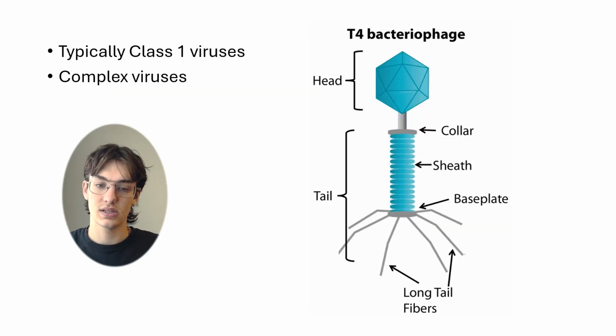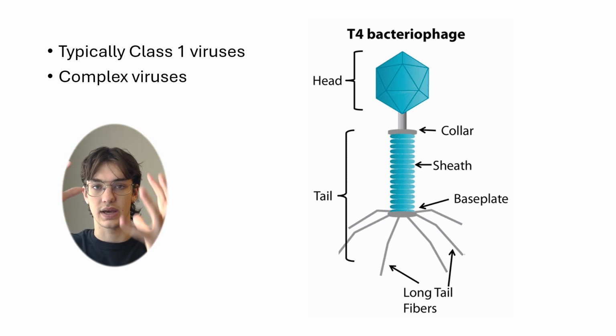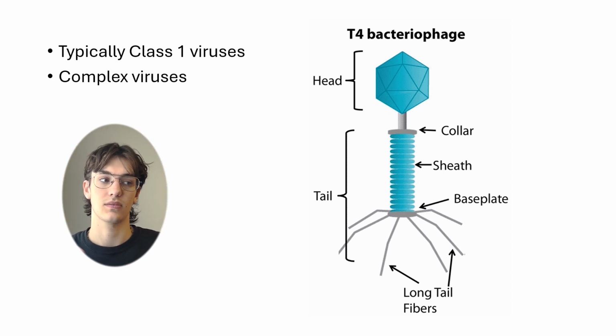viruses. This is the T4 bacteriophage, which is the model for bacteriophages in research. So it's a class 1 virus, and it's a complex virus, meaning that it has a lot of different parts to it. It has a head, a collar, sheath, base plate, tail pins, long fibers. They all work together to inject DNA, which is the T4 bacteriophage's mechanism of entry into host cells.